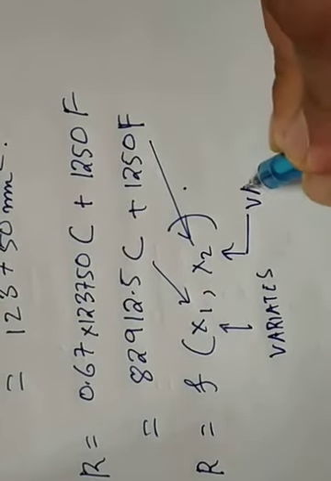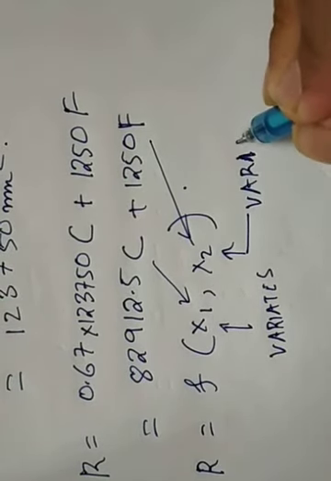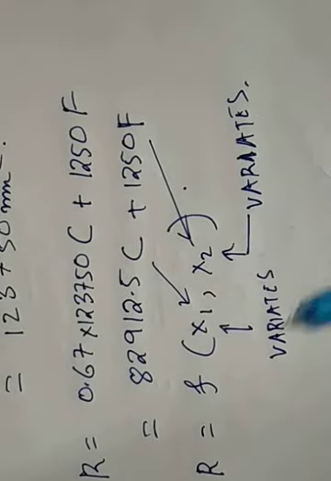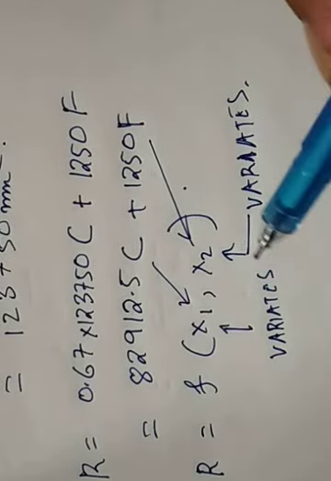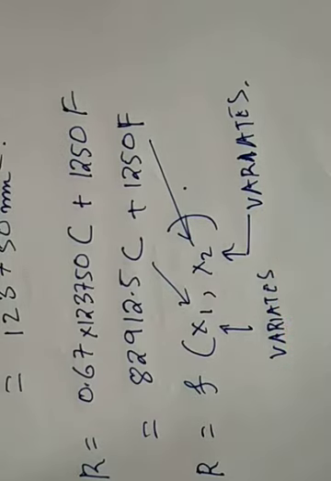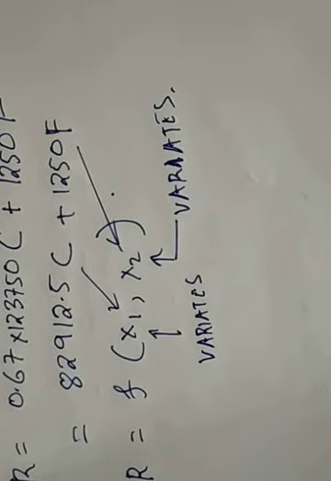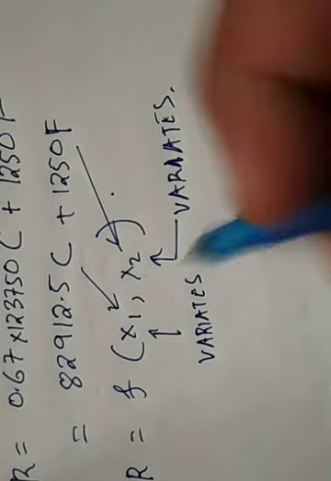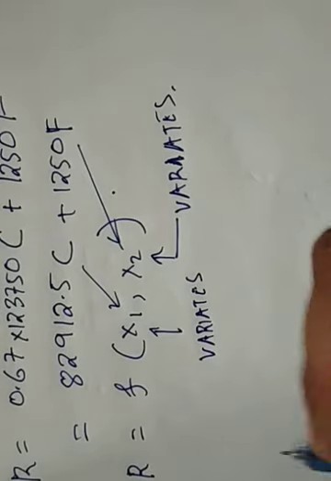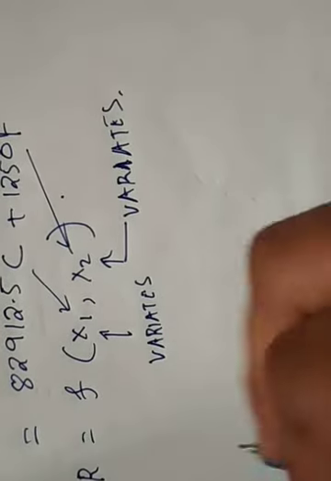where we are going to vary these values. We are going to vary these values, and a variation of these values will generate R values. Okay. So this is my variate. So what can I write? Let me see.